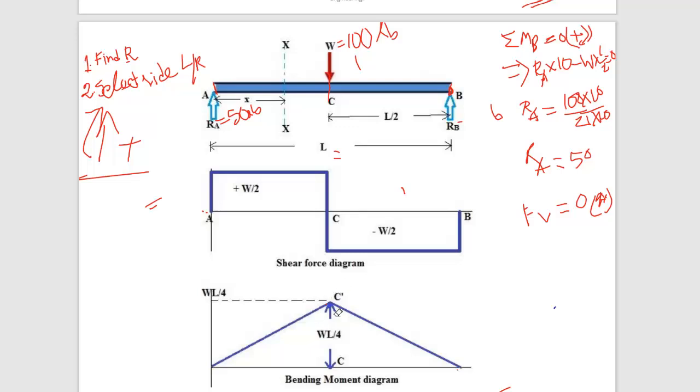In a similar way, what is the maximum moment you find here? 250, right? You remember? If you consider W and L, you will get the formula WL by 4. So what is W? 100. What is L? 10. What is 10 times 10 by 4? 250. Okay? 250, sir. Do you understand? So you practice like that. If it is a simply supported beam, the maximum moment would be WL by 4.